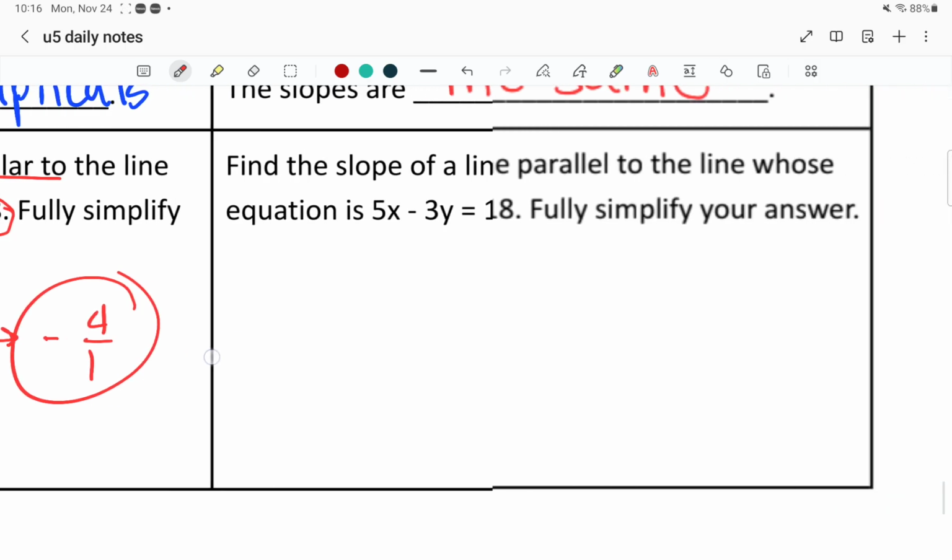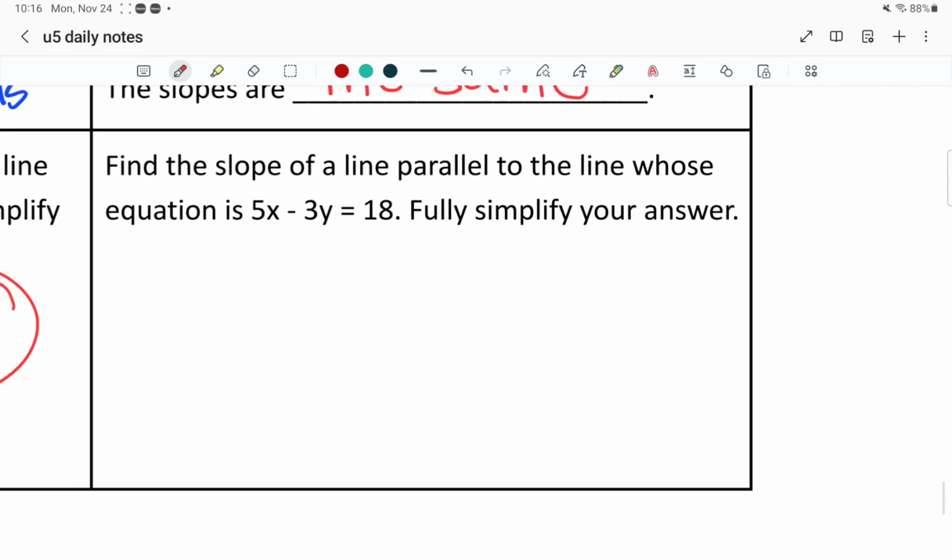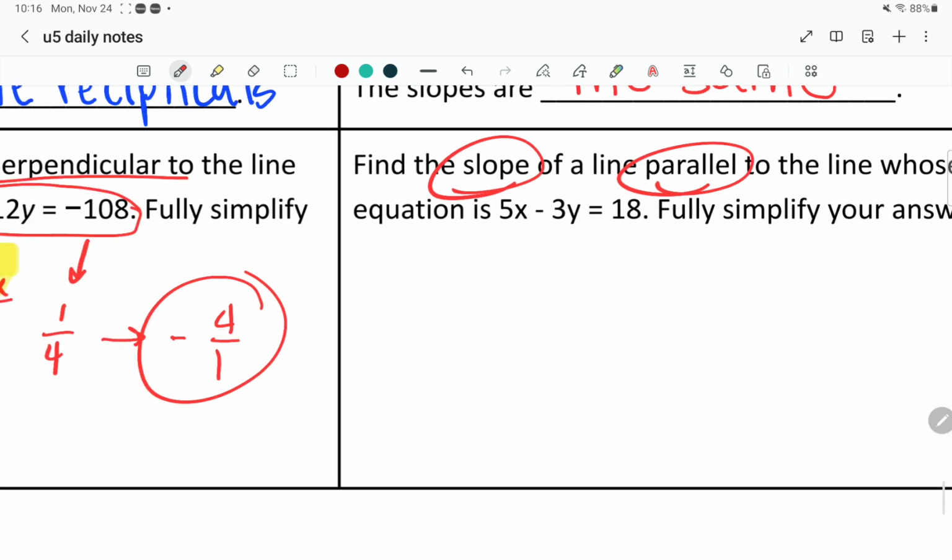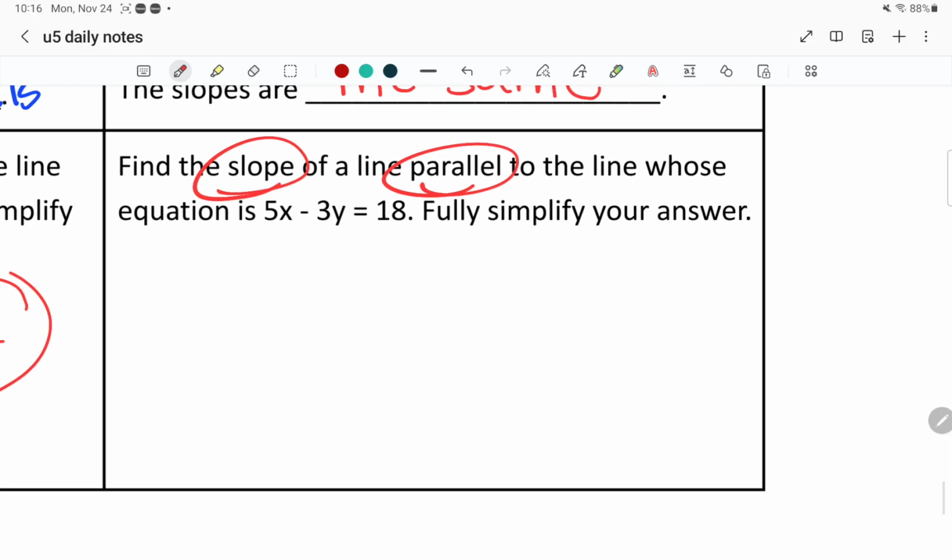Let's do another one. Find the slope of the line, so slope and parallel this time. So I'm not going to flip the slope this time. It's not going to become negative if it was positive or whatever. We're just going to find the slope. That's my job. So the steps are the same.